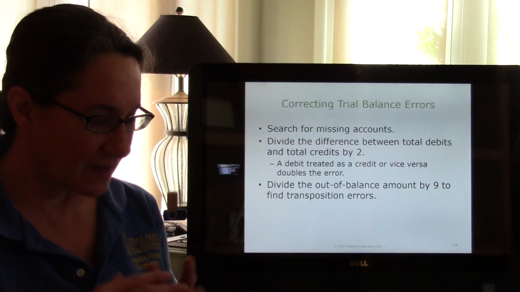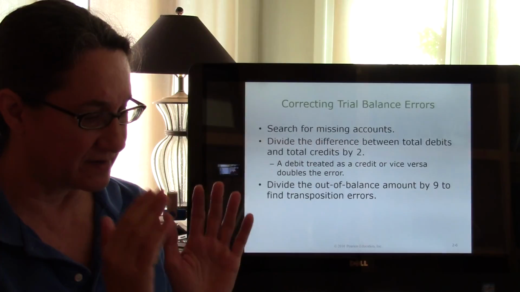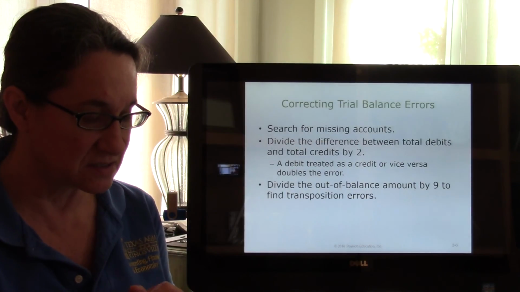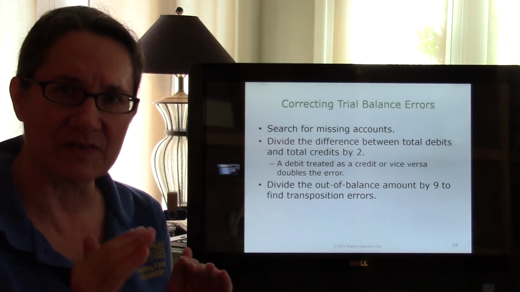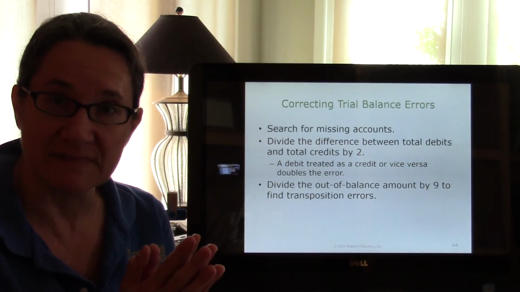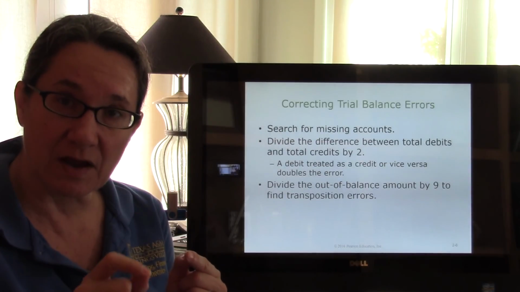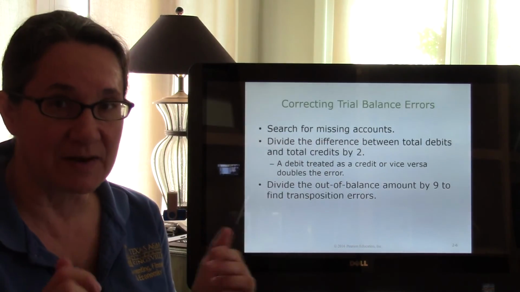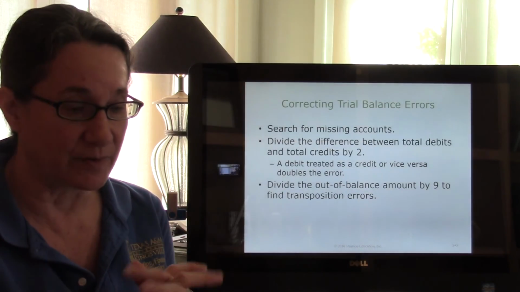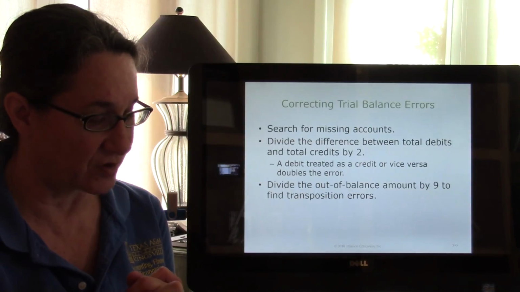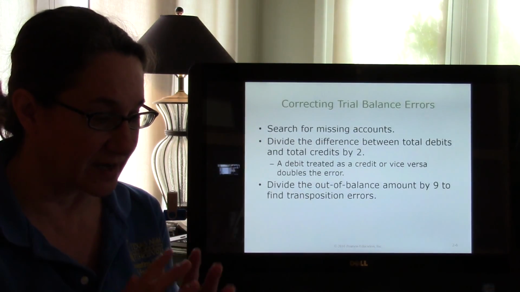But there's some little tricks of the trade so that when your debits don't equal your credits, there's an error, right? Something happened. Something got posted incorrectly. That's what that means. You posted the wrong dollar amount. You posted a debit as a credit. Something happened wrong, and so now your debits and credits are out of balance on your trial balance. So here's a few little techniques you can use that can help you.